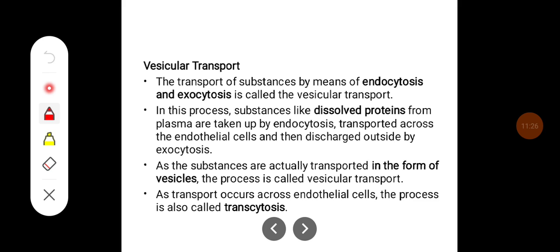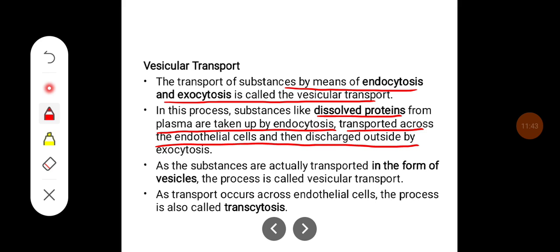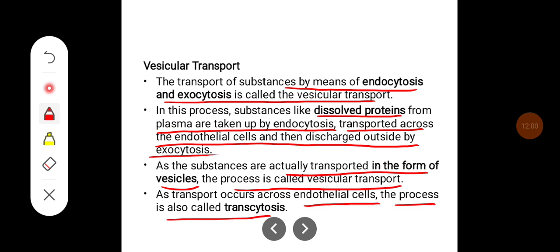Vesicular transport. The transport of substances by means of endocytosis and exocytosis is called vesicular transport. In this process, substances like dissolved protein from plasma are taken up by endocytosis, transported across the endothelial cells, and then discharged outside by exocytosis. As the substances are actually transported in the form of vesicles, the process is called vesicular transport. As the transport occurs across the endothelial cells, the process is also called transcytosis.